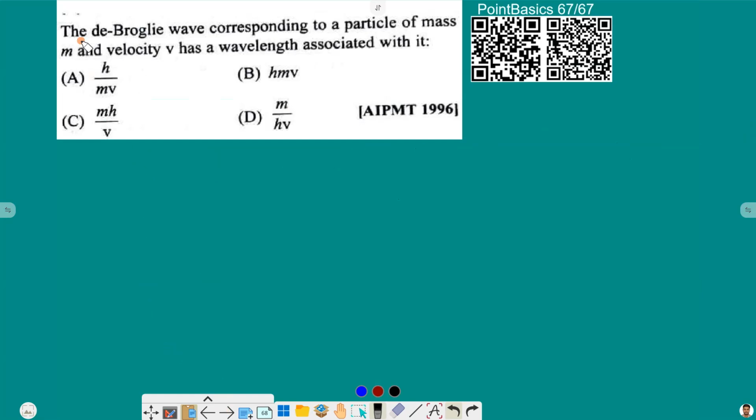Coming to the last one for this video, the de Broglie wavelength corresponding to a particle of mass m and velocity v has a wavelength associated with it. So the de Broglie wavelength is h by mv. That is option A for us.